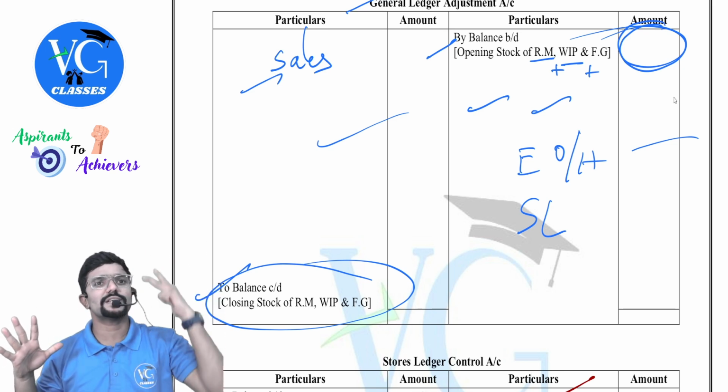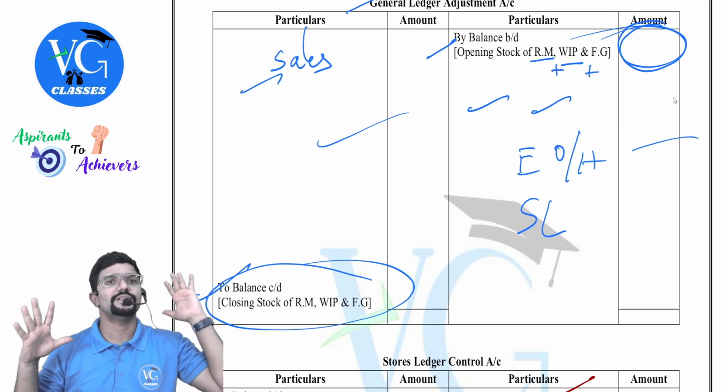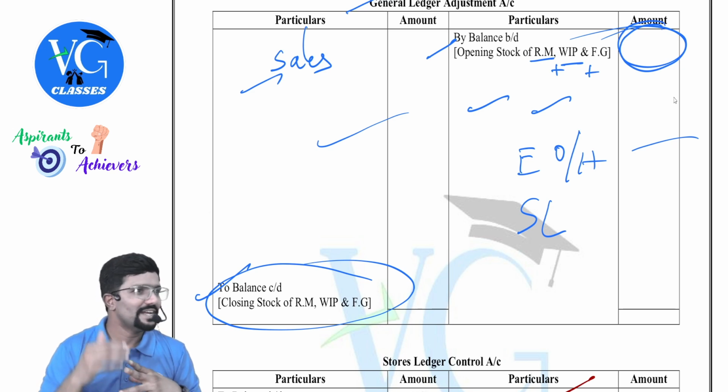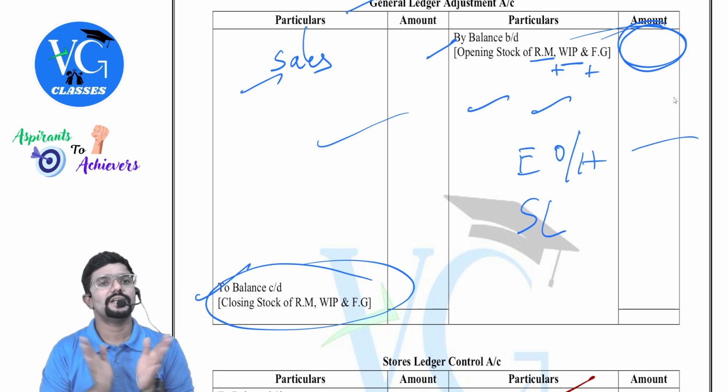Then, selling and distribution overhead account or overhead control account. Next, cost of sales account. Then, sales account. Then, costing P&L account. Then, general ledger adjustment account. Clear? And it will go in the sequence, guys. Come on. Let us see.